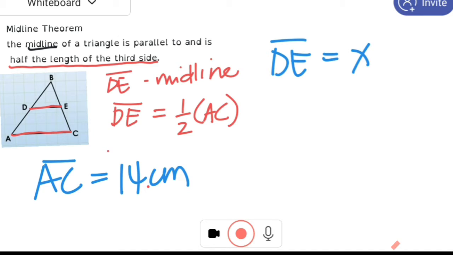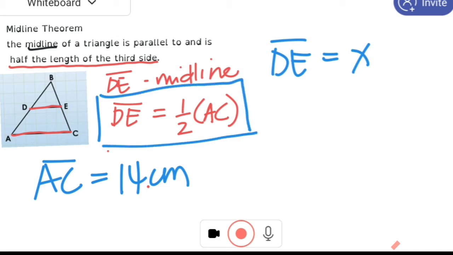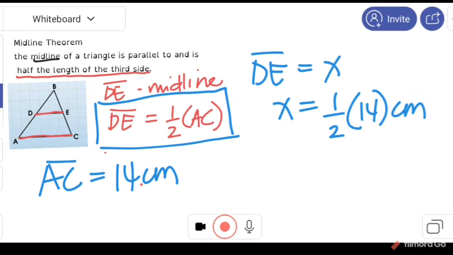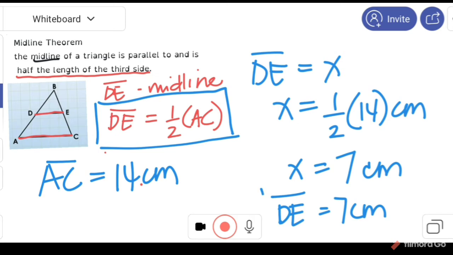So let us use the equation here to find the midline. We are going to substitute DE is equal to X is equal to 1/2 of the AC, which is 14 centimeters. So now, what is 1/2 of 14? Correct, 7 centimeters. Now, the value of our segment DE, which is the midline, is equal to 7 centimeters.